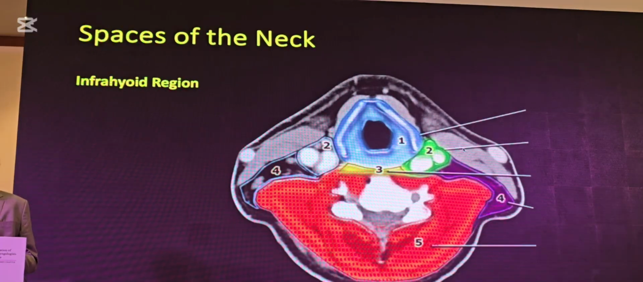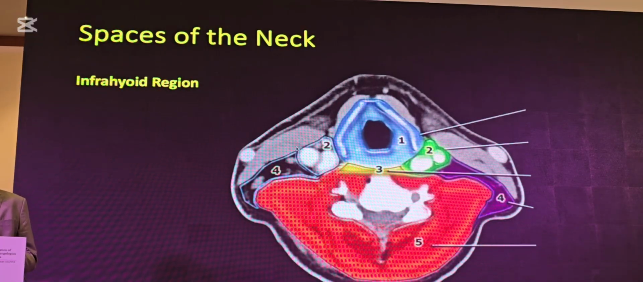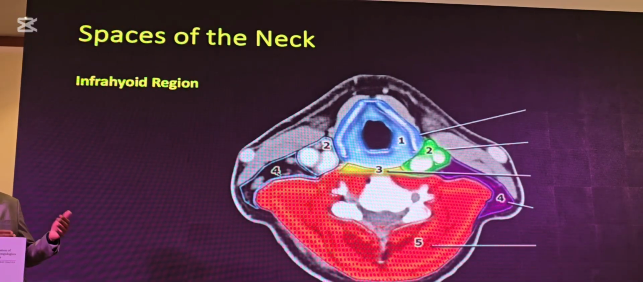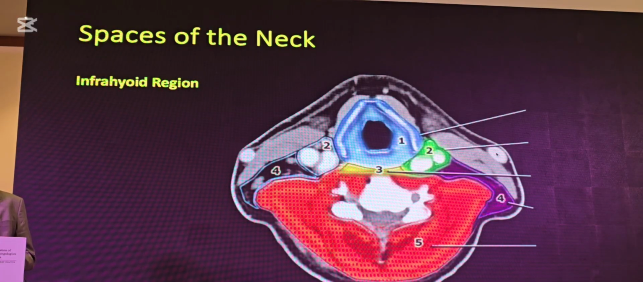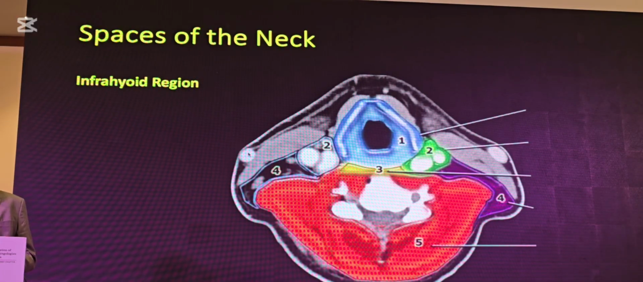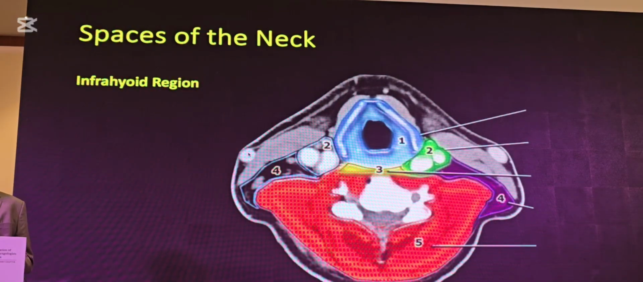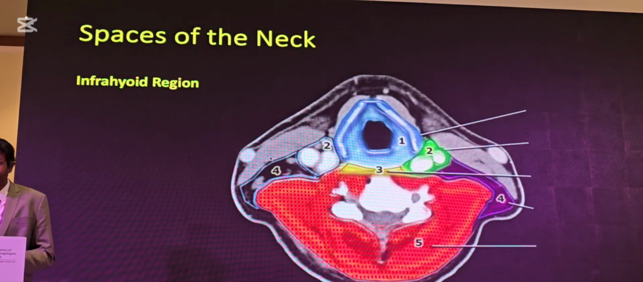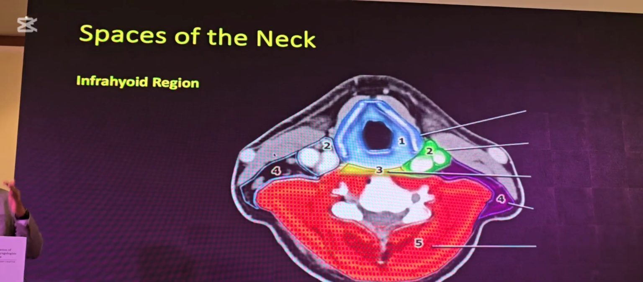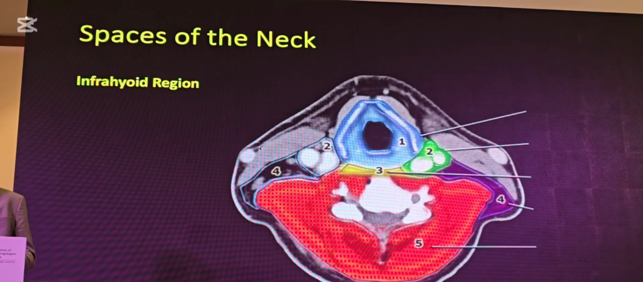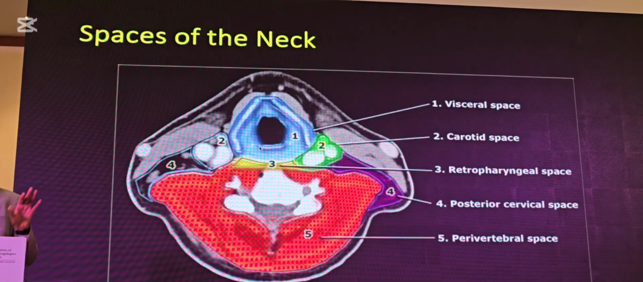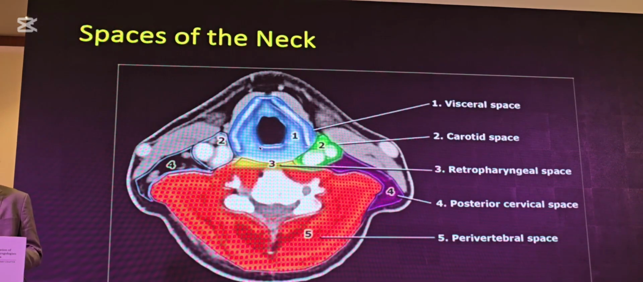Sternocleidomastoid. So this is the posterior triangle space. And what is this structure? Anyone? External jugular vein. So something which is lateral and over the sternocleidomastoid, that is the external jugular vein. This is a contrast enhanced CT.